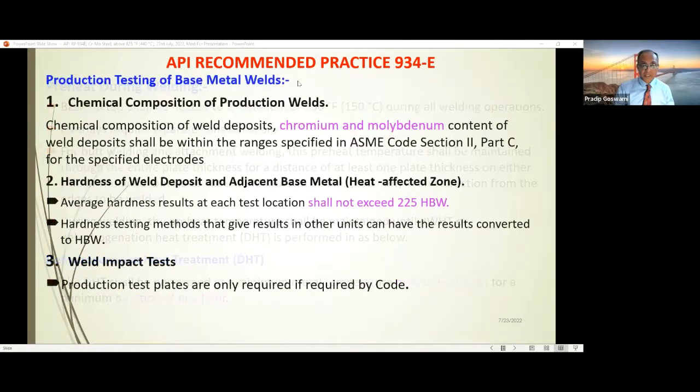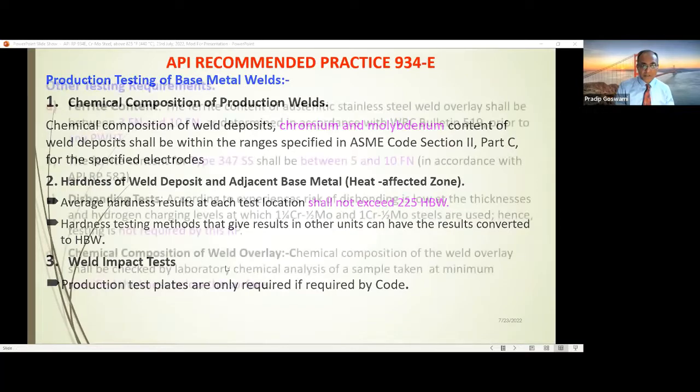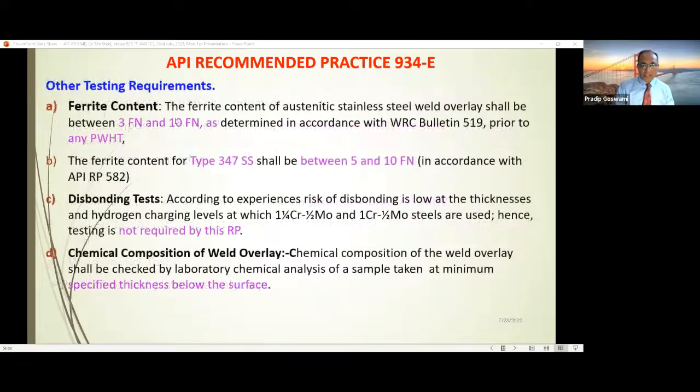So production welding, production testing of the weld metals. One has to do the chemical composition, one has to do the hardness deposit, and one has to do the weld impact test also. And other testing, if there is an overlay involved, these are the ferrite requirements. The ferrite requirements should be between 3 to 10 FN.